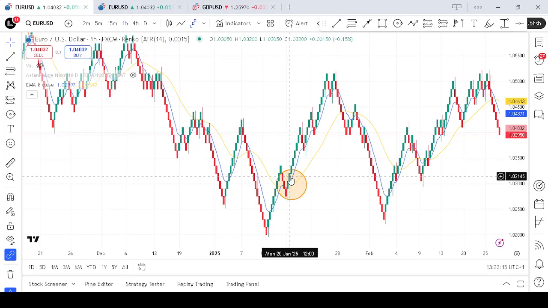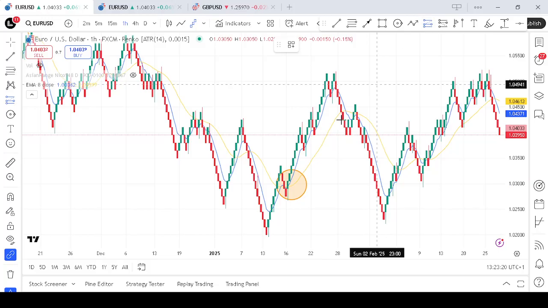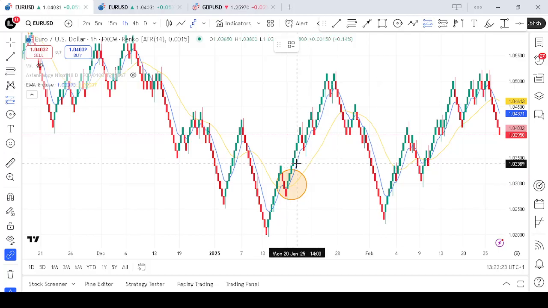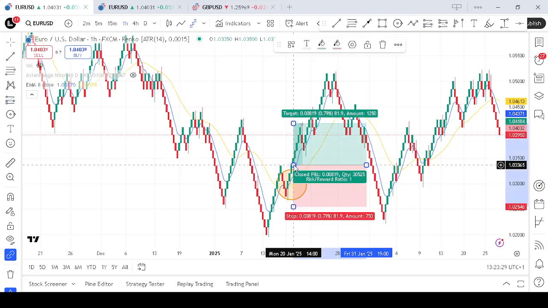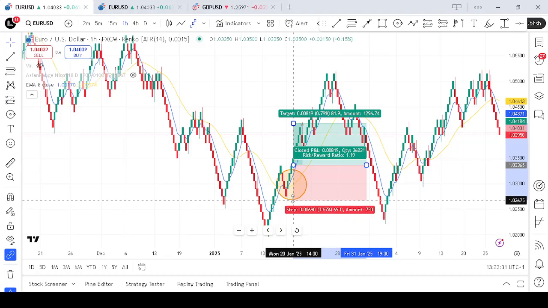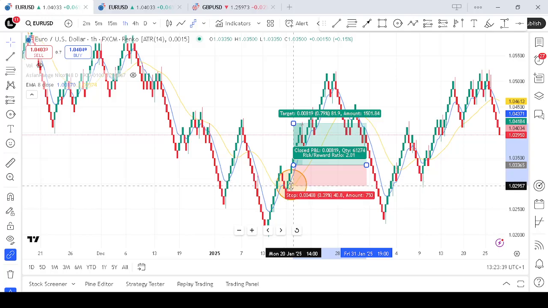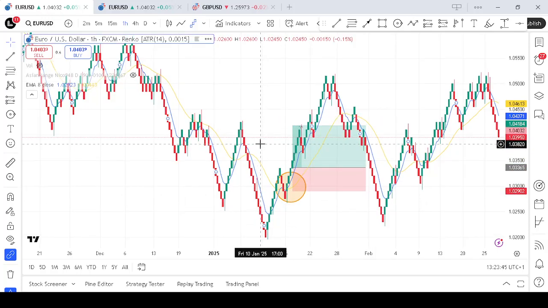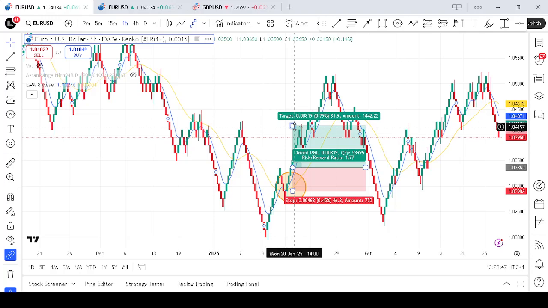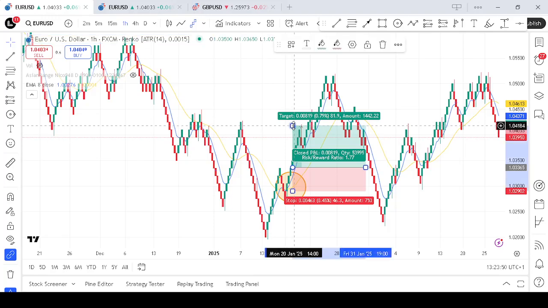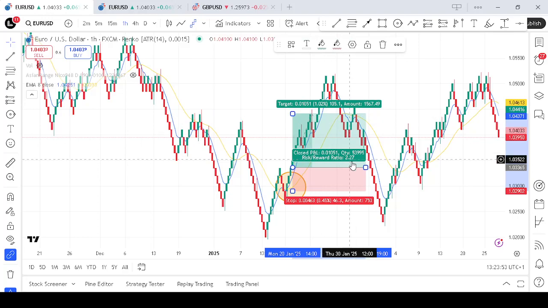As you can see, one, two, price closes above the EMA. This is a signal for us to enter a buy trade. So enter a buy trade when the second block or brick has formed above the EMA. Let's not forget that risk management is very important, and we would put our stop loss below the lowest point of the previous two Renko bricks. Your first take profit should be at least 1:1.5 or 1:2.5.